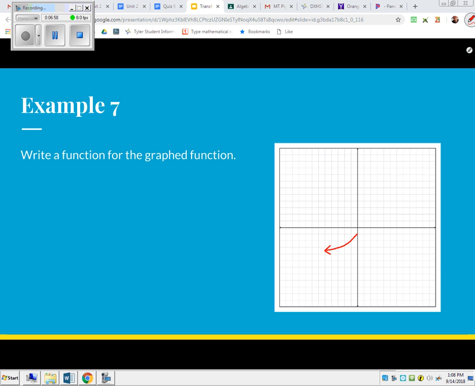Back to the swoop, plus square root of x. What all happened to the swoop? It what? 180 degrees. I rotated it. How do I rotate something 180 degrees?